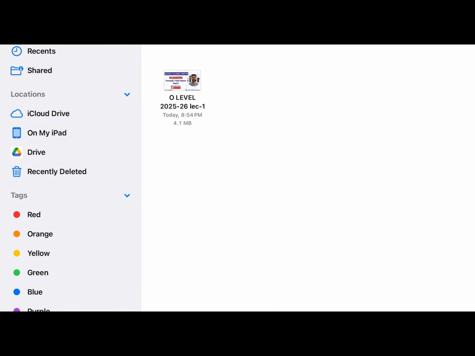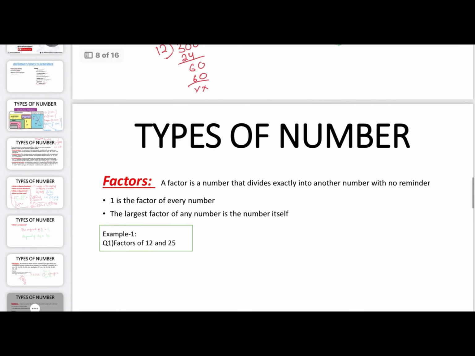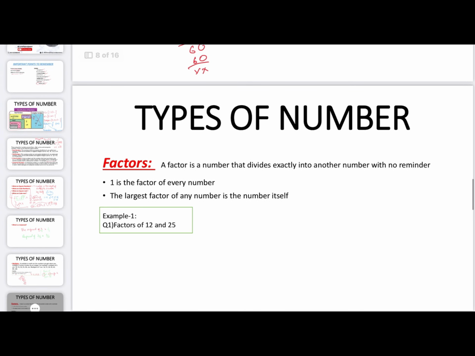Now next, sorry for that, we have factors. Then we will move towards some past paper questions related to the topic we have done in this class. We will do the topic and solve some past paper questions related to that.